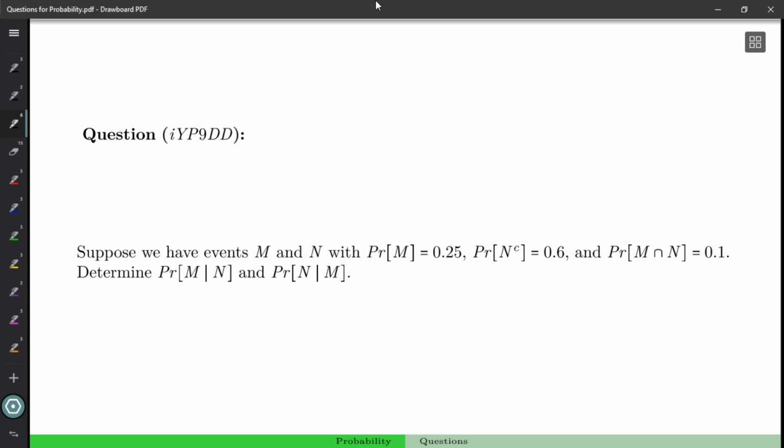Suppose we have events m and n, where the probability of m is 0.25, the probability of n not happening is 0.6, and the probability of m and n both happening is 0.1. Determine the probability of m given that n has occurred, and determine the probability of n assuming that m has occurred.